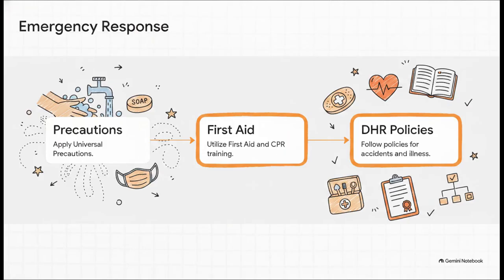When an emergency does strike, you are going to rely on three concrete steps. First, applying universal precautions. Think universal hand washing and infection control to protect yourself and the kids. Second, utilizing your first aid and CPR training to stabilize the situation. And third, strictly following the written Department of Human Resources, or DHR, policies and procedures regarding accidents and illnesses.